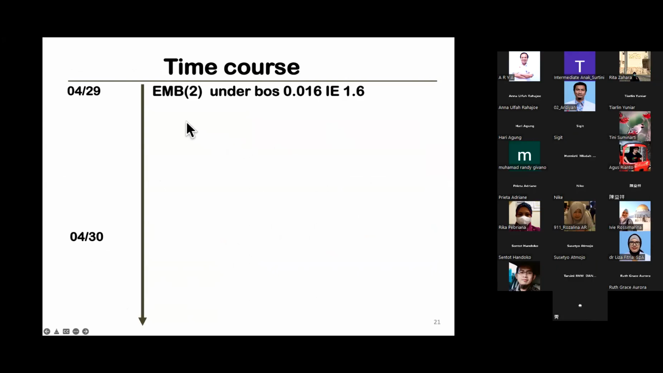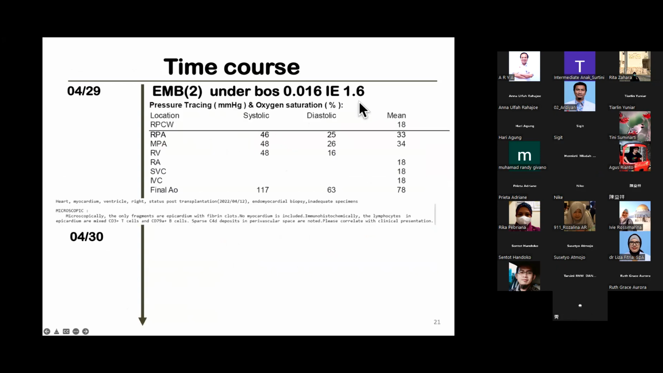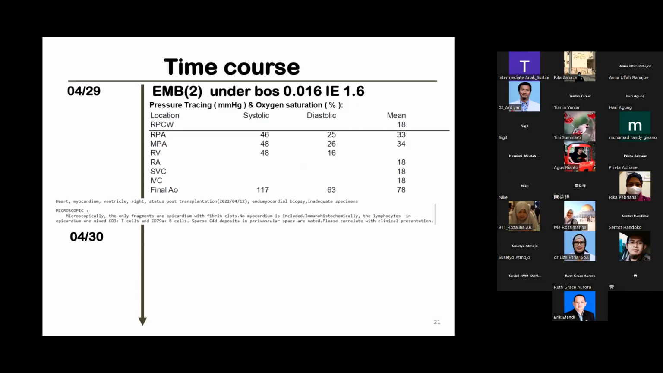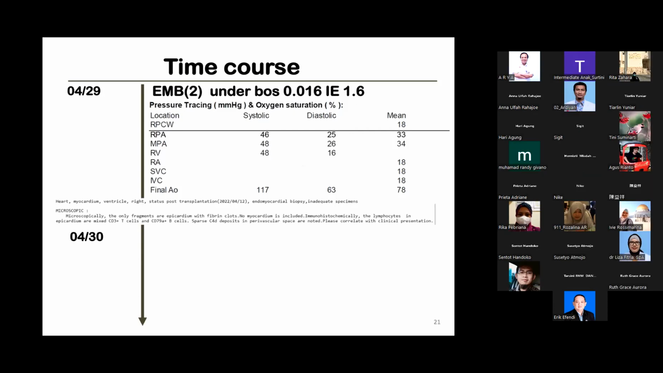So on the time course, we performed the second biopsy under low dose inotropic 1.6, and also the PA pressure dropped a little, but the wedge became better. If you remember, the wedge pressure in the first biopsy was about 20, but the patient was under ECMO support with nearly high flow. But nowadays, he has much improved. The patient is without any ECMO and the wedge is much better.